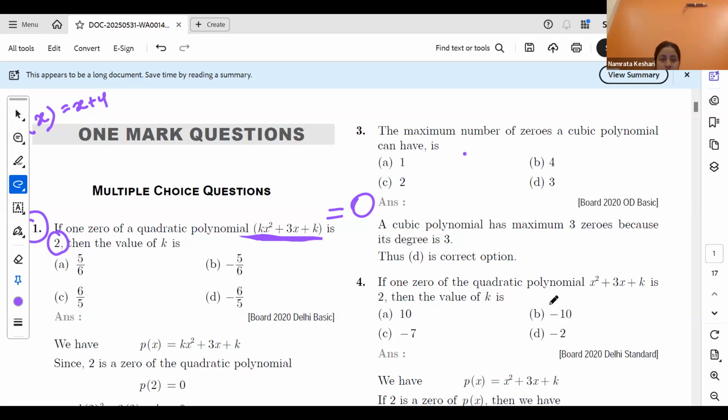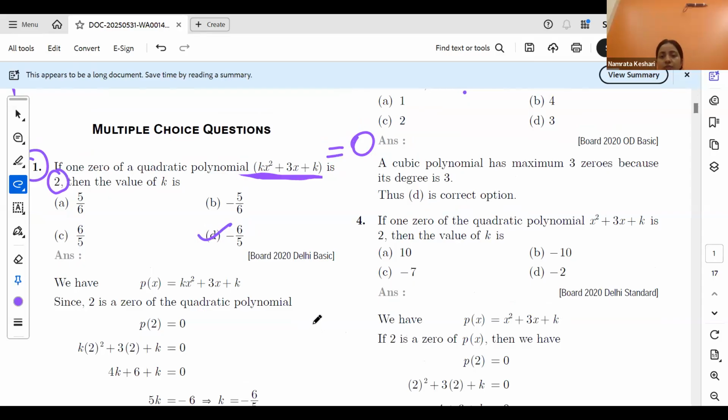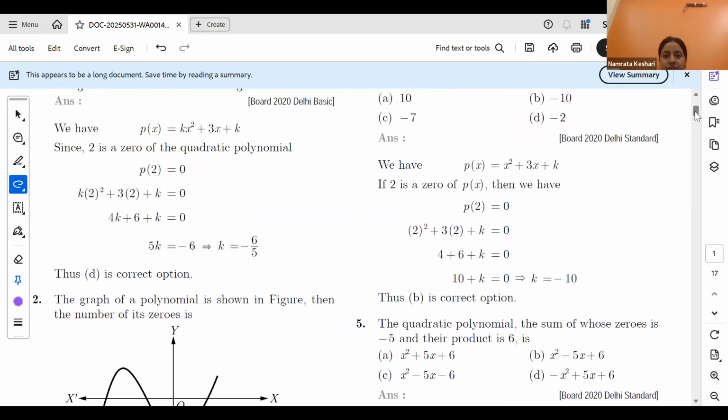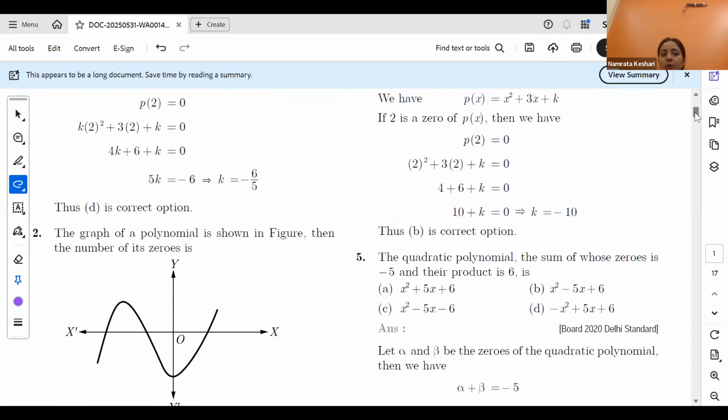Ma'am, it's option B, minus 6 by 5. Once you got this one, then question number 4 will make sense to you. Just read it, we will not solve it. This type of question you have in your NCERT, number of zeros, right? How many zeros are there? 3.